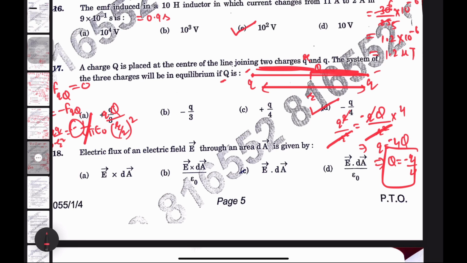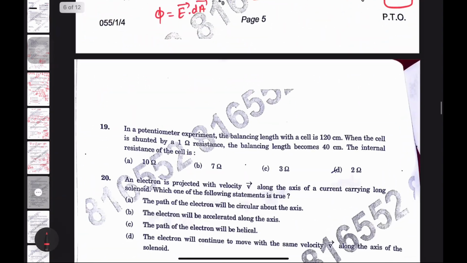Then in question number 18, the electric flux of an electric field E through the area dA is given by, it is a very straightforward formula, that is E dot dA. So this is option C, which is again a direct question.